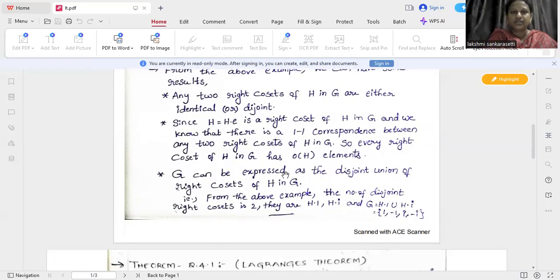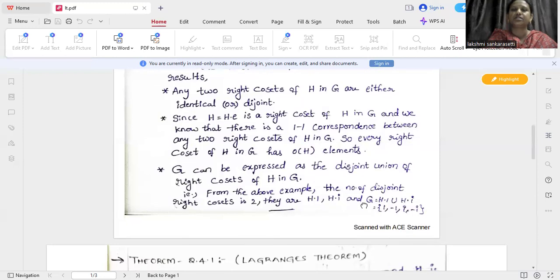Another result we can derive from the above verification is that G can be expressed as the disjoint union of right cosets of H in G. That is, if we observe the above example, H·1 and H·i are disjoint right cosets. Or you can take H·(-1) and H·(-i), which are also disjoint right cosets. G can be expressed as the union of H·1 and H·i, which gives the set {1, -1, i, -i}, which is again the group G.